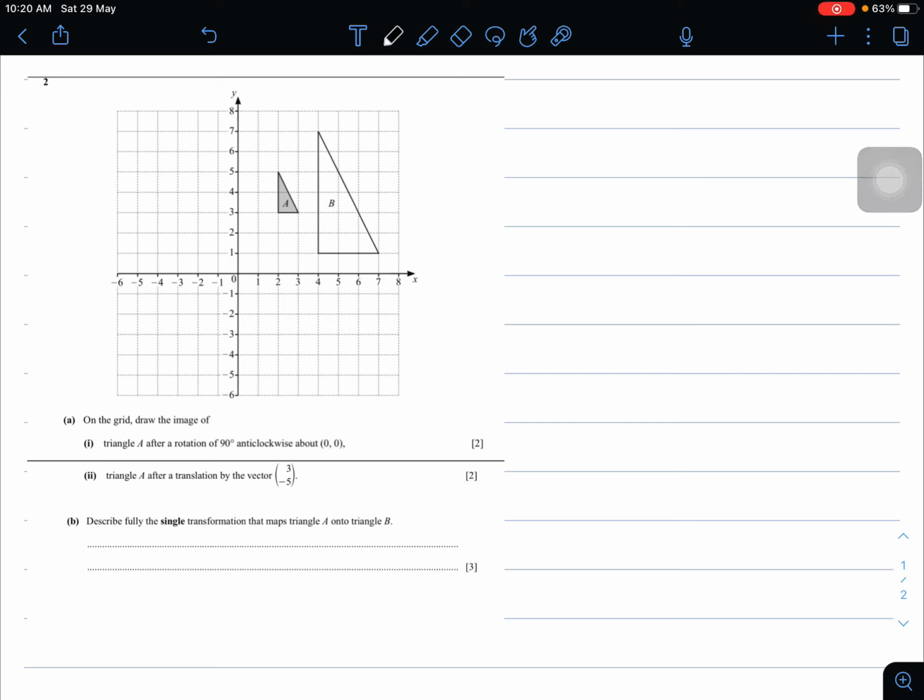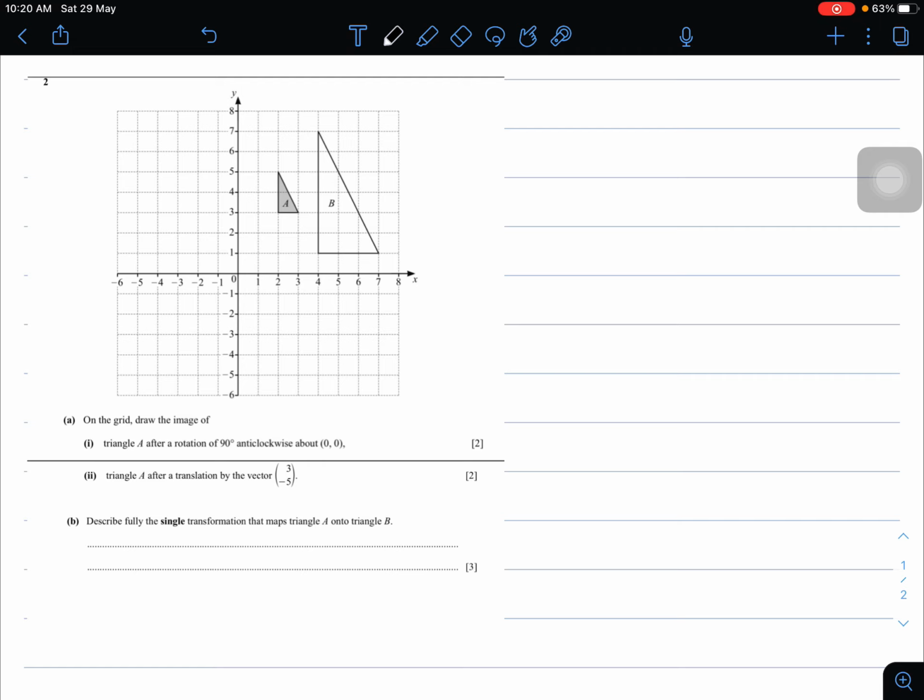Welcome to ANS Solver question 2. So, for part A1, they are asking us to rotate the triangle A 90 degrees anti-clockwise about 0, 0.